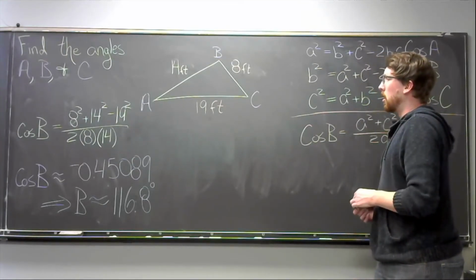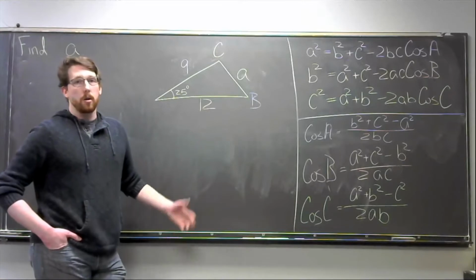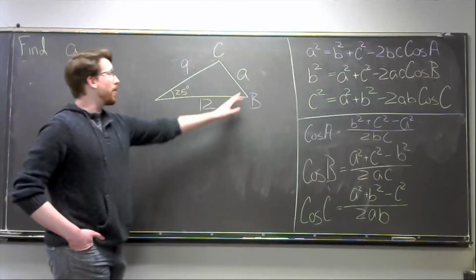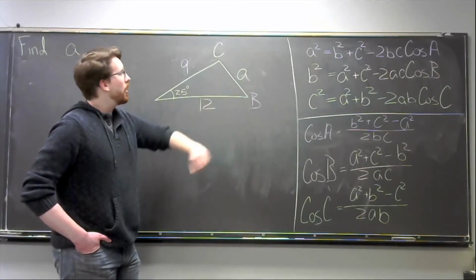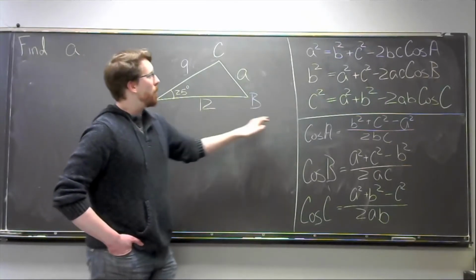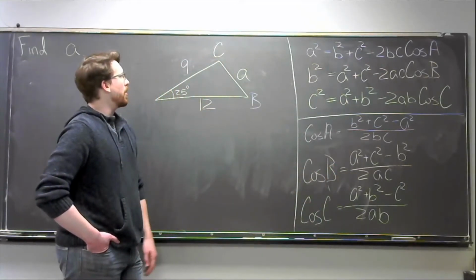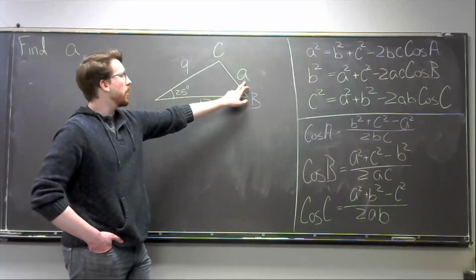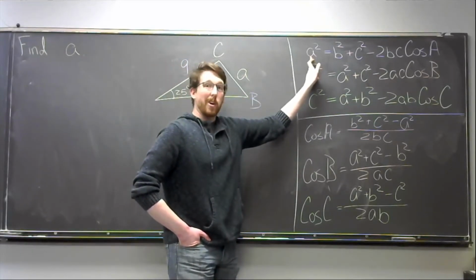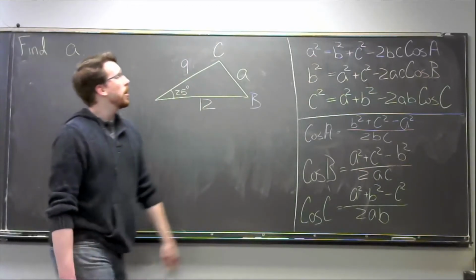Cool. So let's look at another example then. For this next example, all we need to do is solve for A, which means really all we need to do is apply one of the formulas from the law of cosines. If I want to solve for the length A, I've got an equation here that solves for A squared. From there, I can just apply the square root and solve for A. So let's apply this.